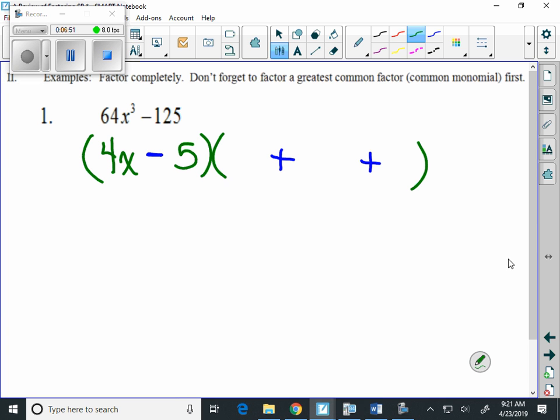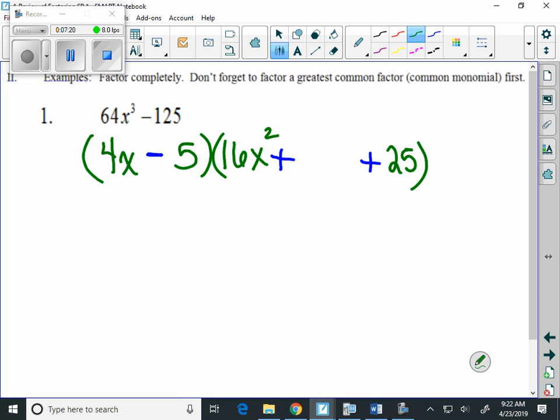We want to figure out what goes in these last two positions. When we start, we're going to take 64x cubed divided by 4x. Well, 64 divided by 4 is 16. X cubed divided by x is x squared. 125 divided by 5 is 25. Notice where I put that 25. I put it in the last position.